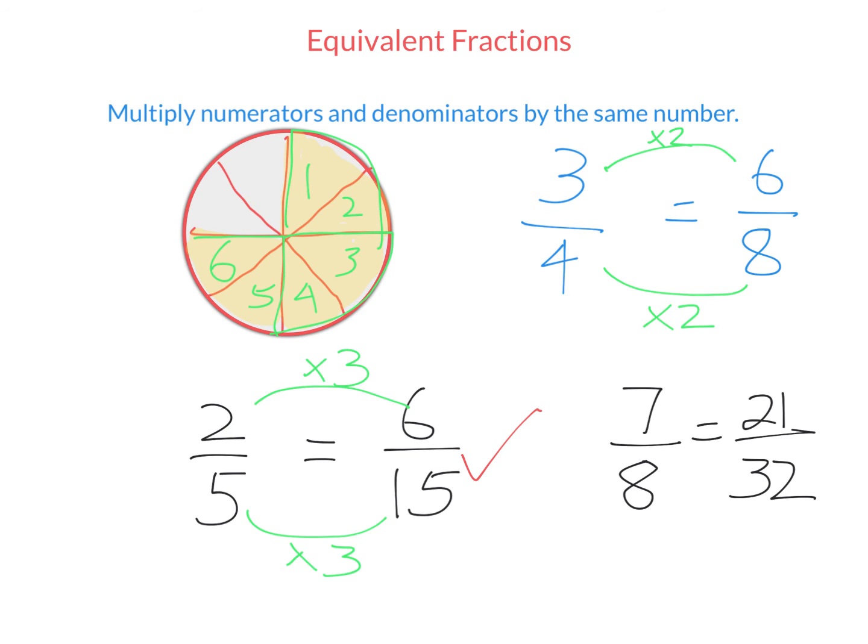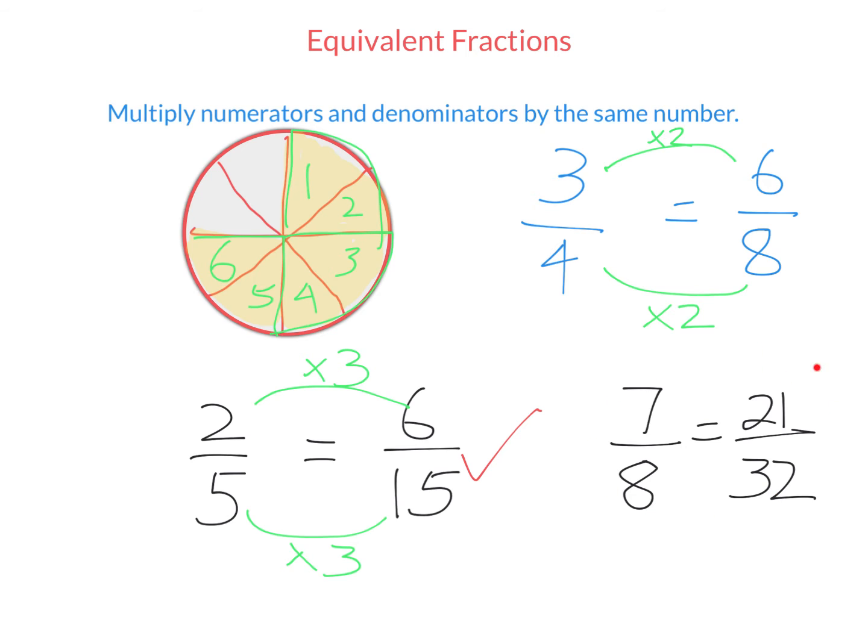2 over 5 is equal to 6 over 15. If you got 2/5 of a pizza, you'd get exactly the same amount as if you got 6/15 of the pizza. These two are both equal to 0.4, both occupy the same position on the number line because I multiplied top and bottom by the same number.